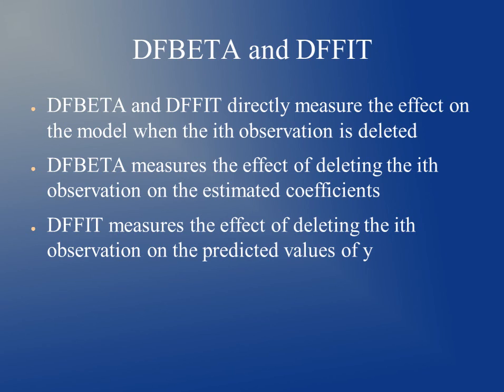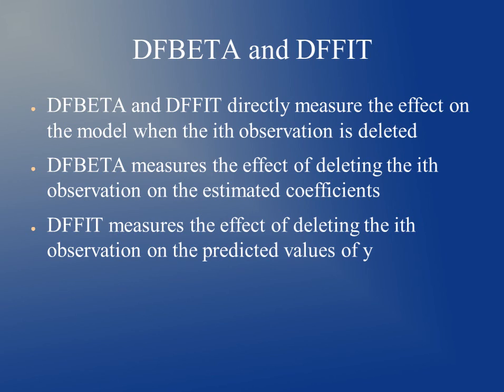The next diagnostic technique we have for identifying influential observations is DFBETA and DFFIT. They directly measure the effects on the model when we delete the observation of interest. DFBETA measures the effect of deleting the ith observation on the estimated coefficients. And if we remember, the coefficients are the beta terms, so that's the difference in beta. So if we were to take out one observation, how much would that affect the relationship between each predictor and the outcome?